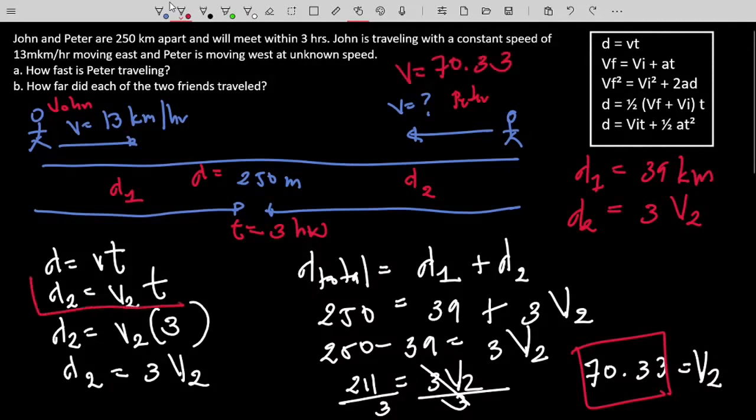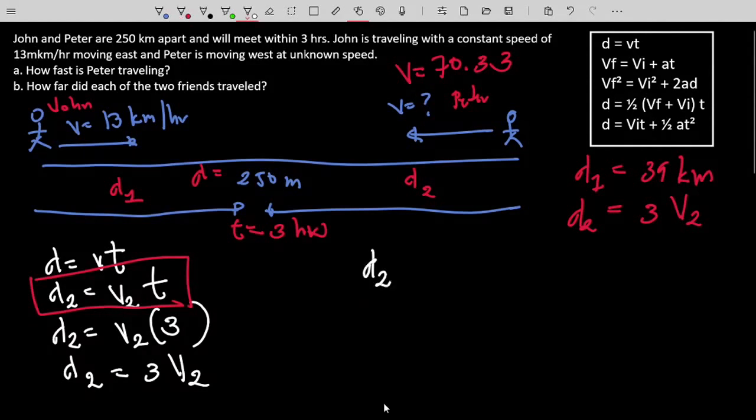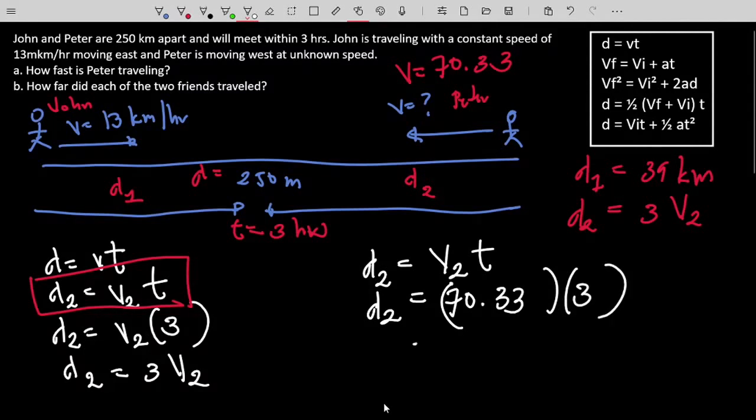Now going back to this formula right here, we can now identify the displacement traveled by Peter. So again, displacement 2 is equal to velocity 2 multiplied by time, where displacement 2 is what we are trying to look for, and velocity 2 is 70.33 multiplied by time, which is 3. So therefore, 70.33 times 3, then you should have the value of 211 kilometers. So the displacement covered by Peter is equal to 211 kilometers. And that is simply how we can do it.